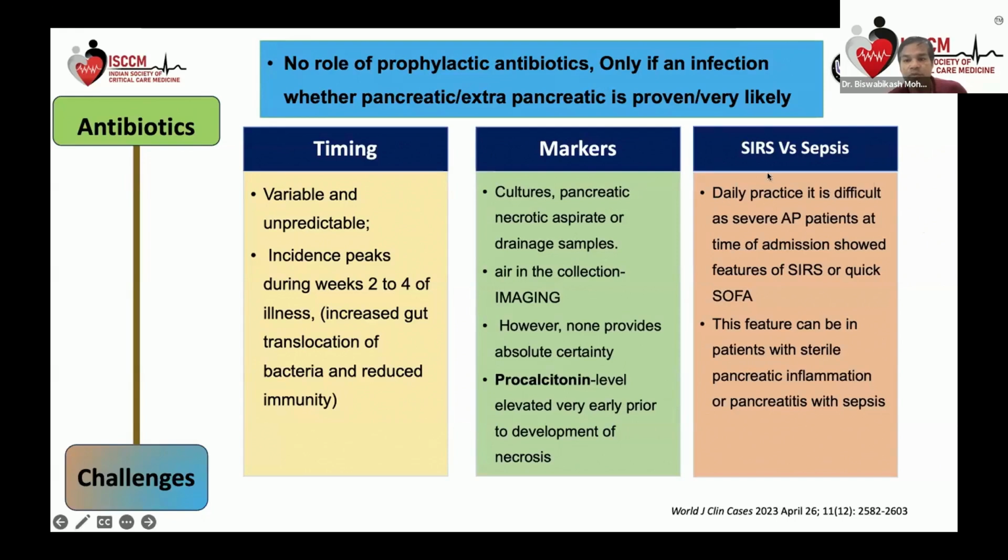So apart from that, we should distinguish SIRS versus sepsis. As you know, in pancreatitis, SIRS is present at the time of admission. So differentiating between SIRS and sepsis is extremely difficult, especially in severe acute pancreatitis, because this picture can be present with sterile pancreatic inflammation or pancreatitis with sepsis. If you are not able to distinguish between SIRS and sepsis, then deciding to start antibiotics will be difficult.